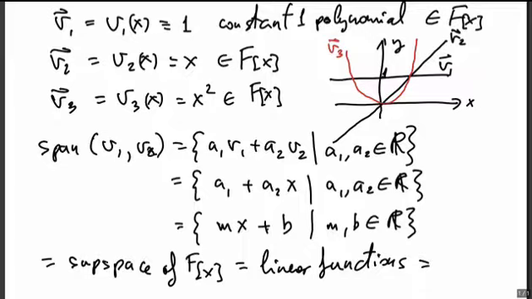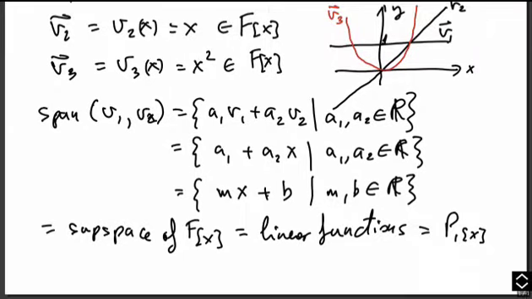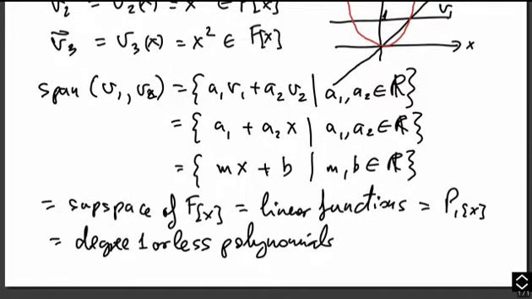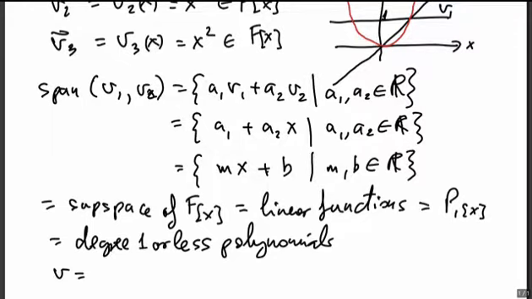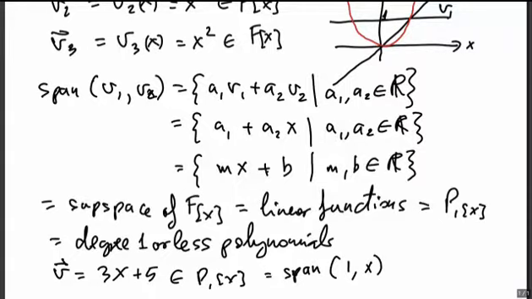Also, please remember, we had the notation P1(x) before for the polynomials of degree 1 or less. For example, if you look at 3x plus 5, that's one element of P1(x), and that's a vector because it's a polynomial and it has degree 1 or less. And this is in the span of 1 and x.